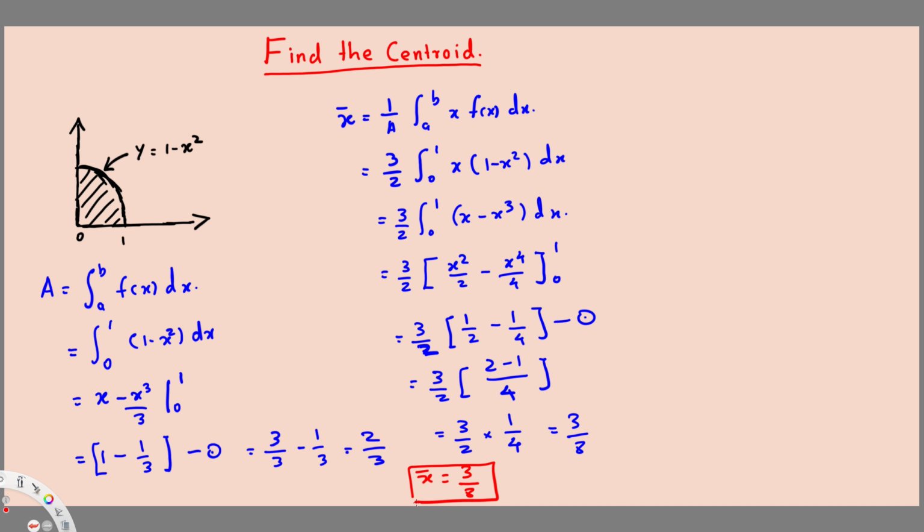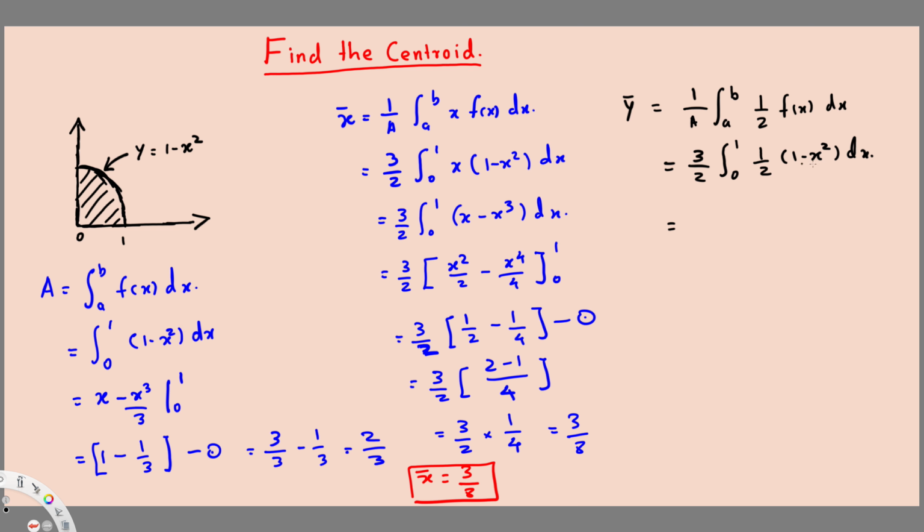Now we have to find the y bar. Let's use the y bar equation: y bar is equal to 1 over a, integral from a to b of half times f of x dx. This is the equation we use to find the y bar. Let's substitute the values. We know that the area is 2 by 3, and here it's the flip of this value, which is 3 by 2. The limits of integration are 0 to 1, and half the function is 1 minus x squared, 1 minus x squared, dx.